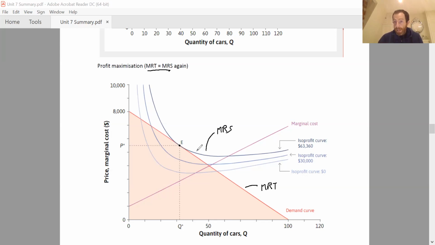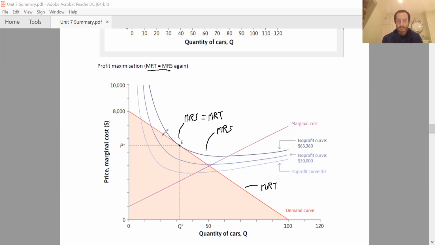So it tells us their willingness to substitute a lower price for a higher quantity. And unsurprisingly, we can see from the diagram here that to get to the highest isoprofit curve, we want the quantity where the demand curve is a tangent to an isoprofit curve, and that's going to be at point E. That's where the marginal rate of substitution, which is the slope of the isoprofit curve at this point, is equal to the marginal rate of transformation, which is the slope of the demand curve at this point.